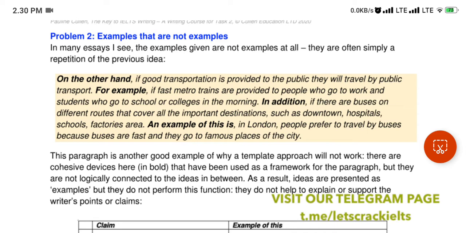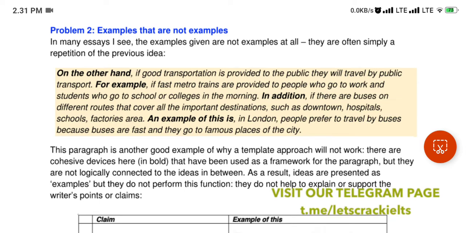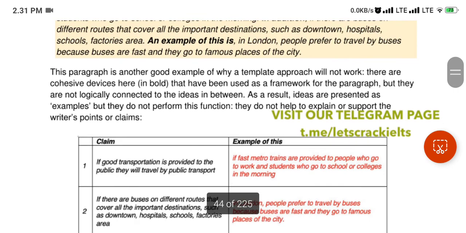This paragraph is another good example of why the template approach will not work. There are cohesive devices here in bold that have been used as a framework for the paragraph, but they are not logically connected to the ideas in between. As a result, ideas are presented as examples, but they do not perform this function. They do not help explain or support the writer's main point.